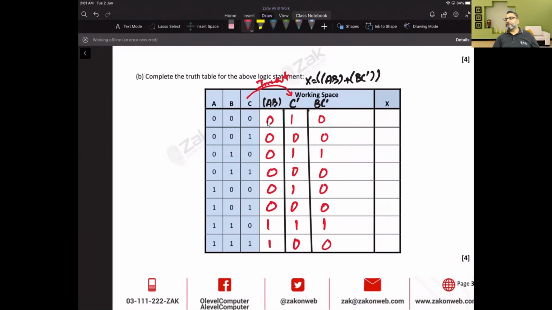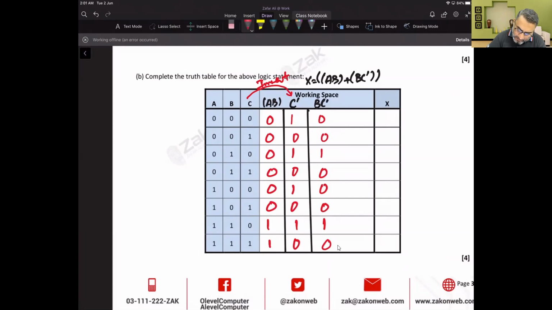So this is very simple. B is 0, C not is 1, so this is 0. B is 0, C not is 0, this is 0. B 1, C not 1, then it is 1. B 1, C not 0, it is 0. And similarly, at the end we have B is 1 and C not is 0, so the answer is 0.